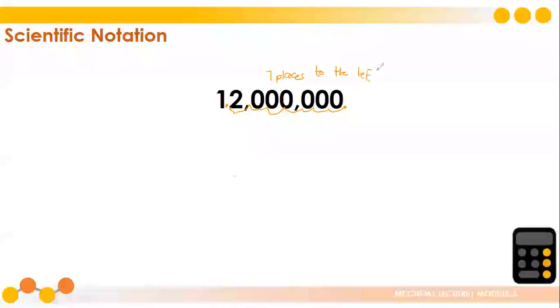7 places to the left. If you go back to the slide a while ago, when we go to the left, the exponent should be positive, and if you go to the right, the exponent should be negative. So this should be 1.2 times 10 raised to positive 7. This is now your final answer. That's how easy scientific notation is.